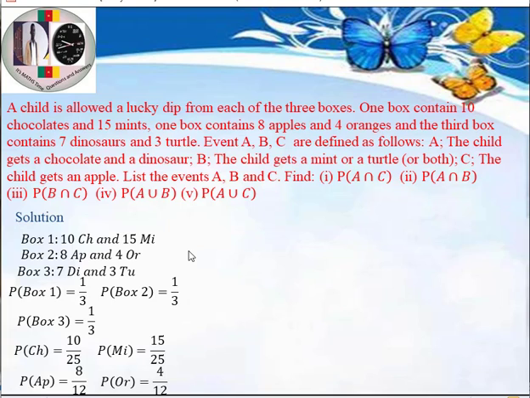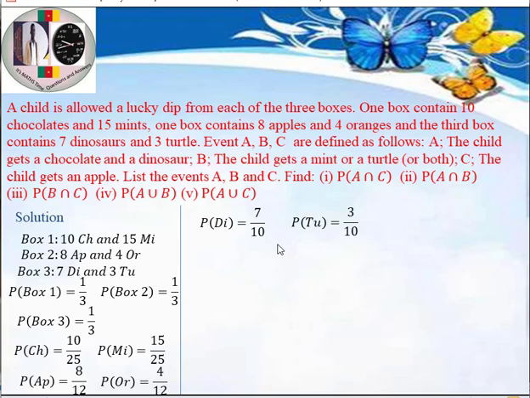So in this case, we have box 3, and box 3 contains turtles and dinosaurs. So the probability of getting a dinosaur is 7 out of the total number of items in box 3, which is 10, and the probability of getting a turtle will be 3 out of 10. Correct.